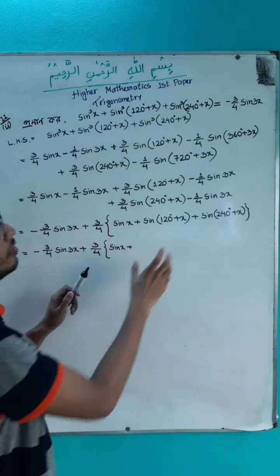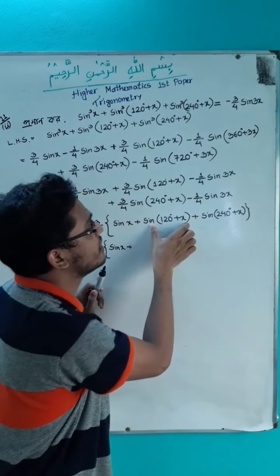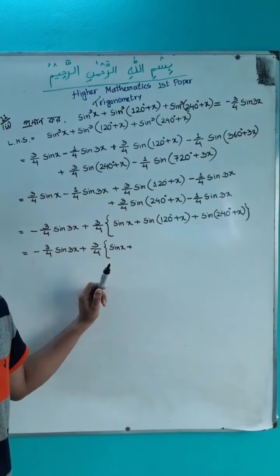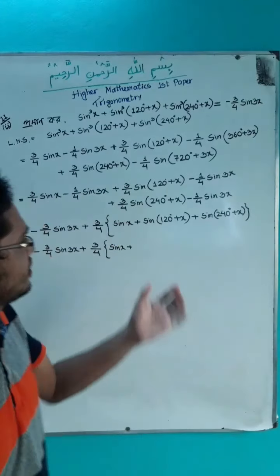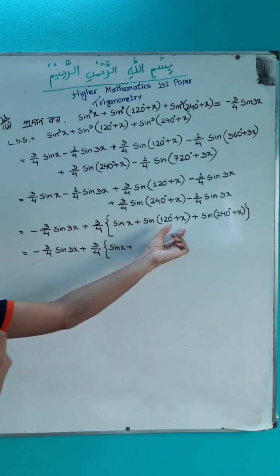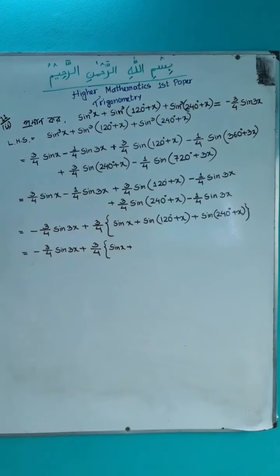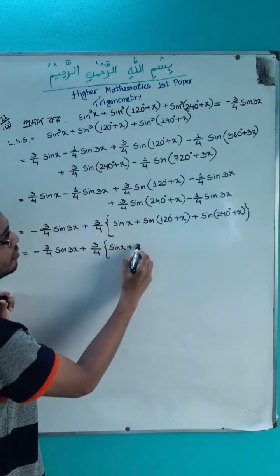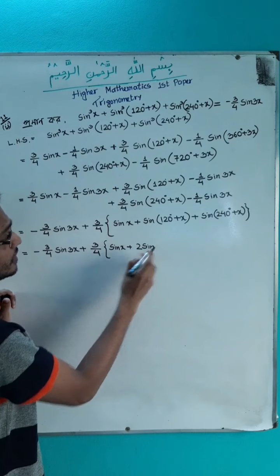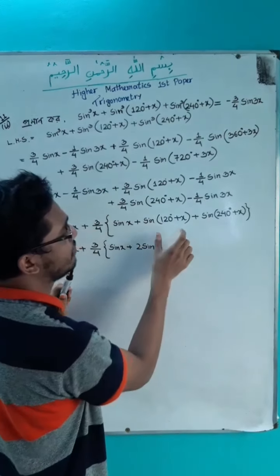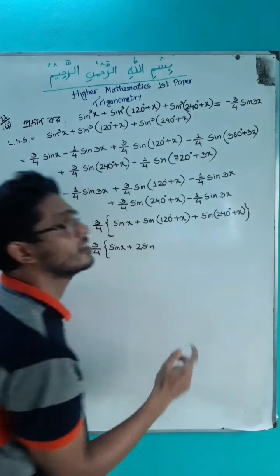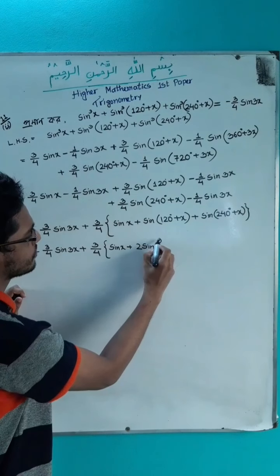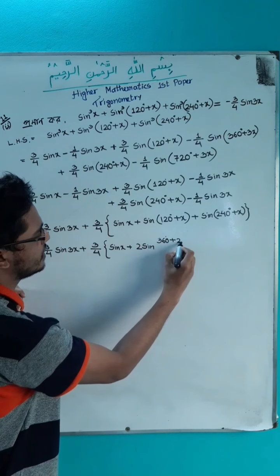Now we will put another formula, sin c plus sin d. That makes 2 sin c plus d by 2 into cos c minus d by 2. Here c is 120 degree plus x and d is 240 degree plus x. So the formula will be 2 sin c plus d. If we add these 2 terms, what will we get? 120 plus 240, 360. X plus x, 2x. That means c plus d by 2.